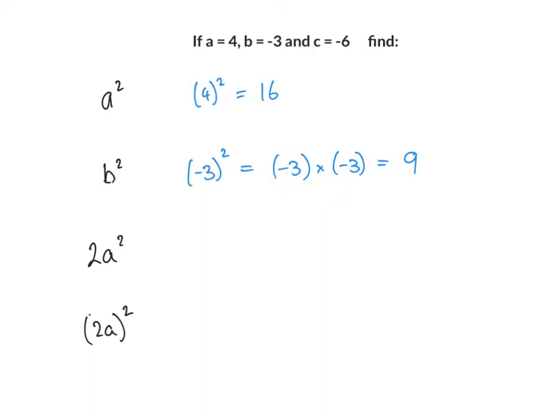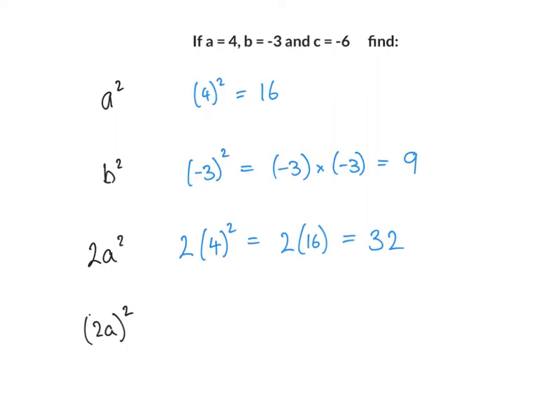Sometimes we need to be a little bit careful. 2a squared means 2 times whatever a is squared, so in this case a is 4. We need to be careful. This squared sign only applies to the a. Only the a is getting squared. If you remember your BIDMAS, brackets and indices come first, so we're going to do this index first. In other words, I want to do 4 squared first.